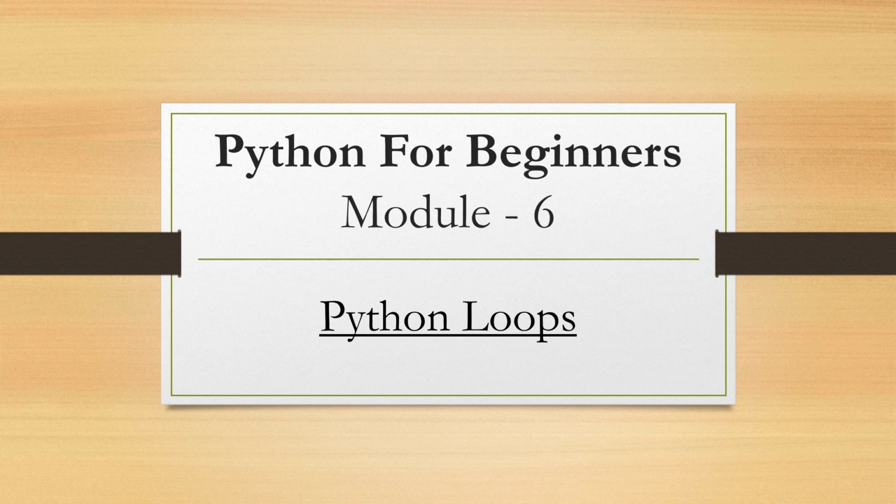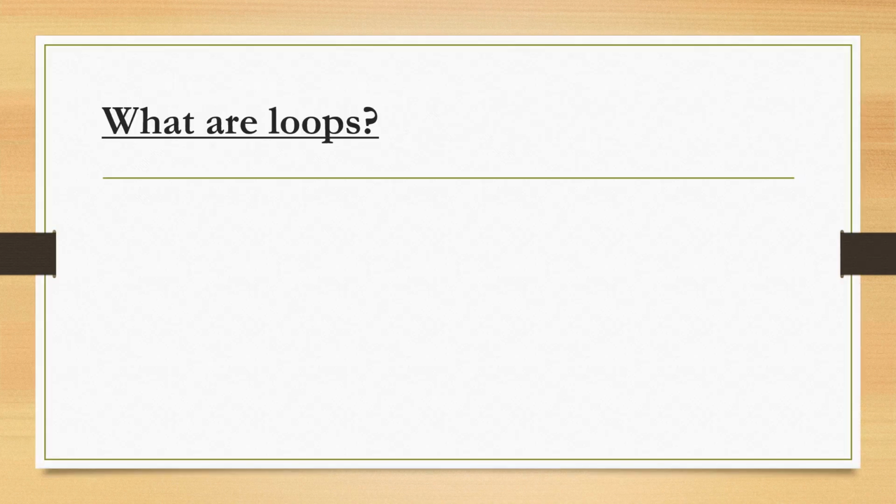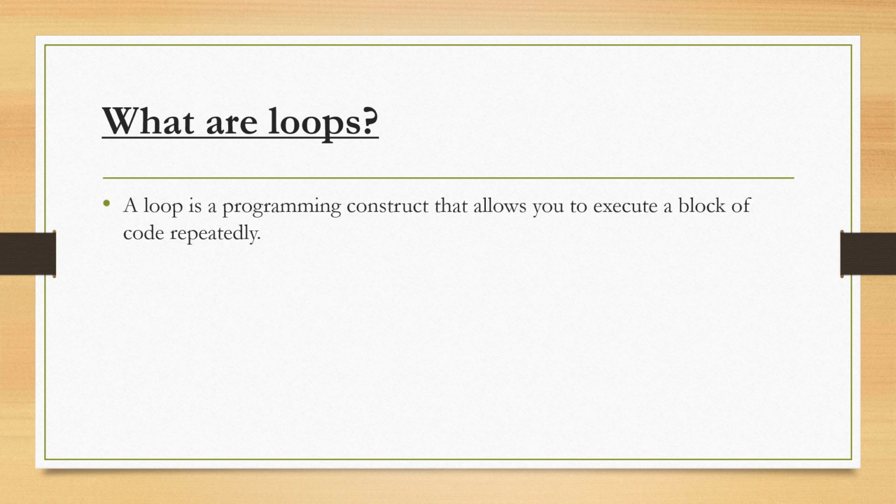So this is module number 6, and today we are going to see Python loops. First of all, we are going to see what loops are. A loop is a programming construct that allows you to execute a block of code repeatedly. So when we have to do a repetitive task, then we use loops. It will execute a block of code again and again.